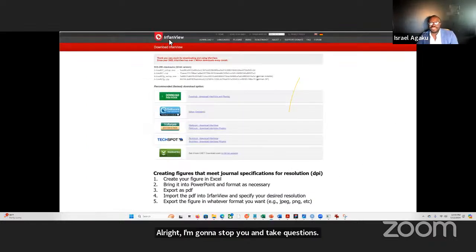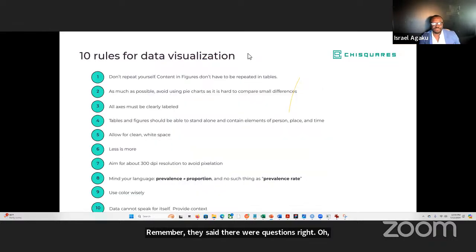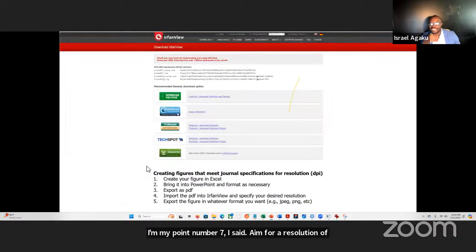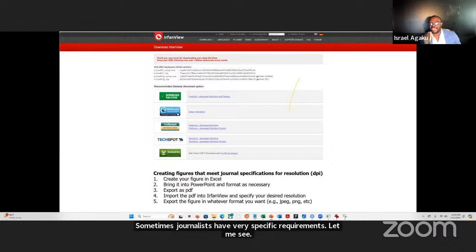Oh, before I move on, I remember point number 7, I said aim for a resolution of 300 dpi. One of the best apps I know of that does that for you is IrfanView. So sometimes journals have very specific requirements. They may say, please send us your figures at 400 dpi or 350 dpi.